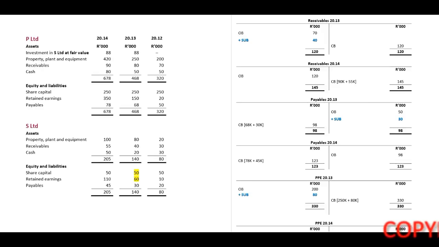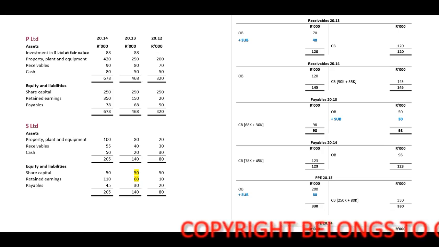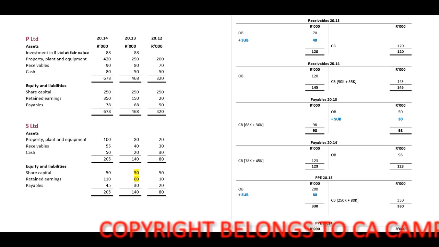I've already included our templates to save us some time. Now on your right hand side, you will identify that I have included our T accounts. Now I want to indicate to you what I mean with the word movement.